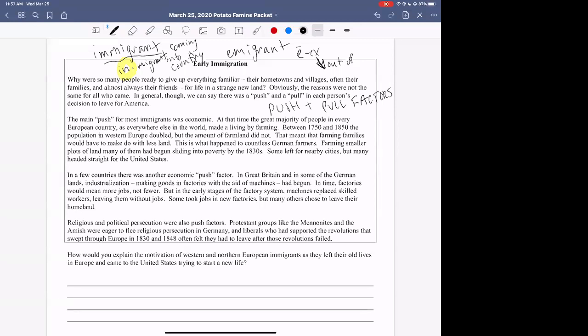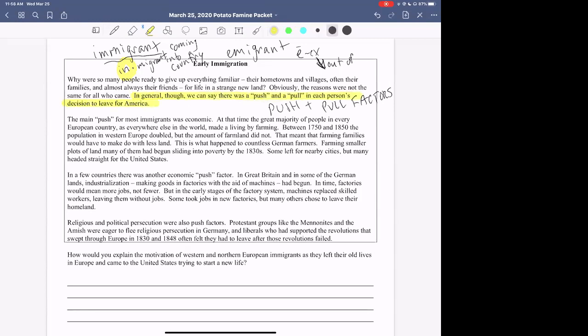Early immigration. Why were so many people ready to give up everything familiar, their hometowns and villages, often their families, and almost always their friends, for life in a strange new land? Obviously, the reasons were not the same for all who came. In general, though, we can say that there was a push and a pull in each person's decision to leave for America. This might be common sense, but let's highlight it.